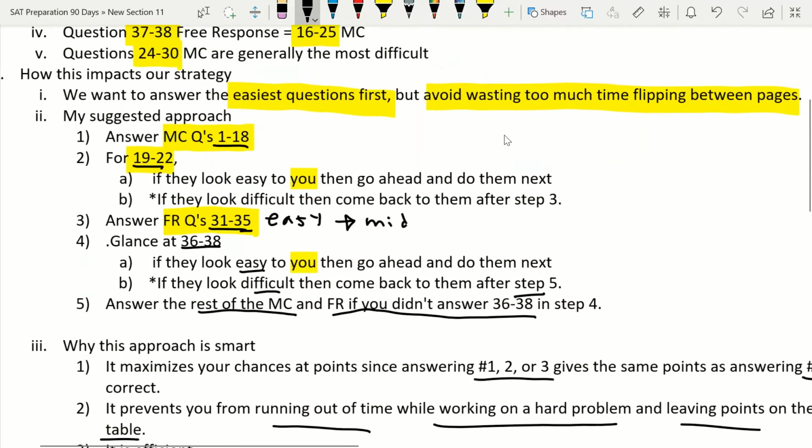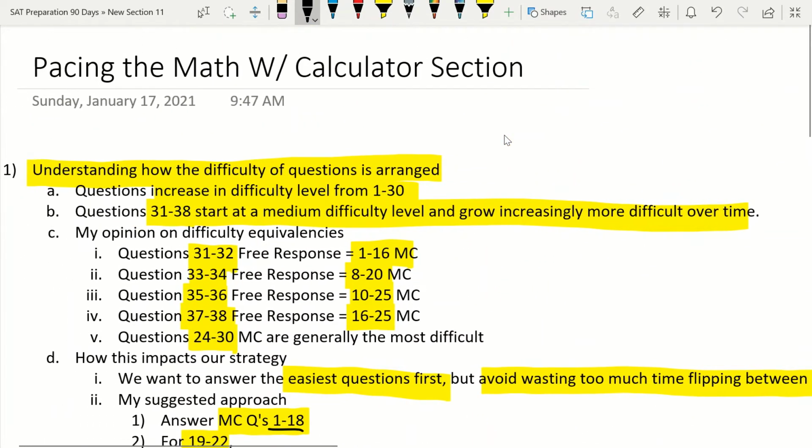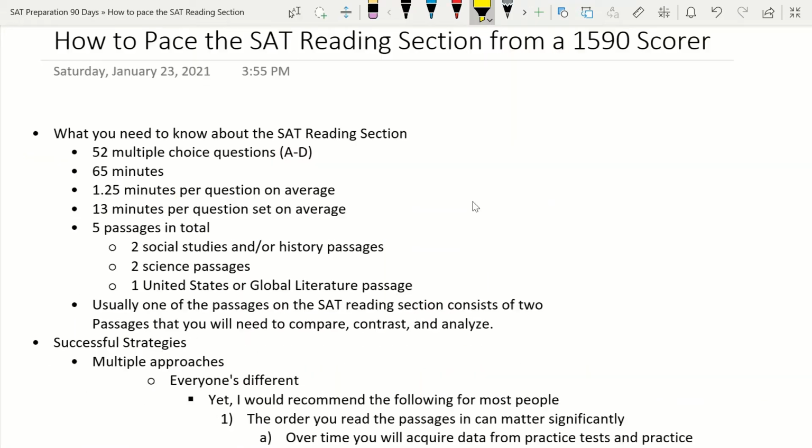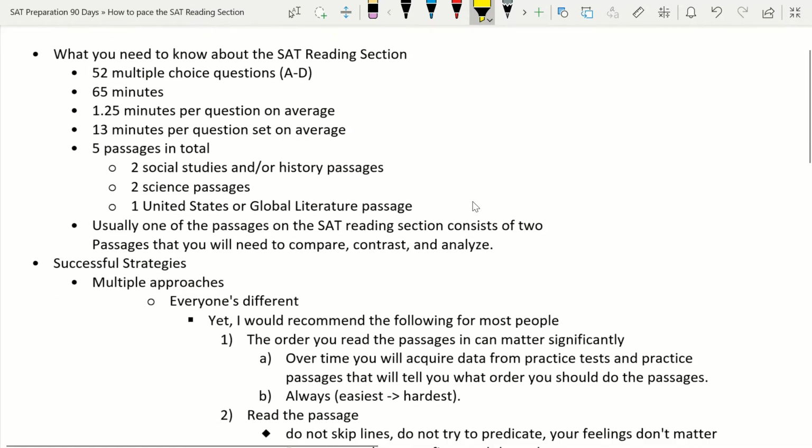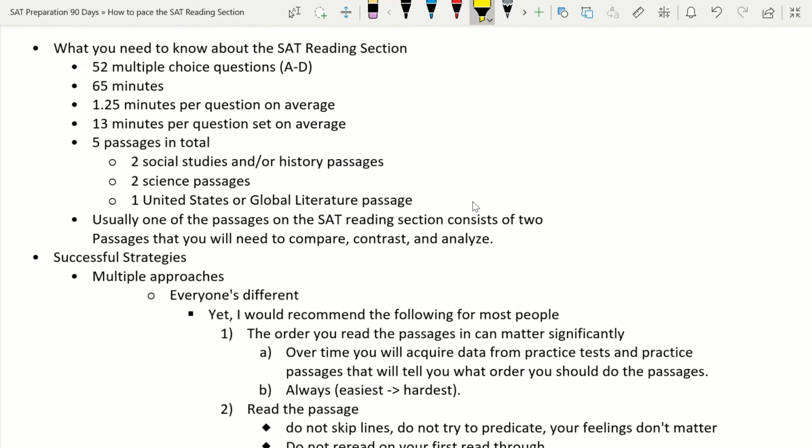All right, so with that, let's go ahead and move into pacing for the SAT. We'll do the reading section next, so the SAT reading section. So pacing the SAT reading section, what do we need to know about the SAT reading section in order to pace it correctly? So a couple brief things just as far as an overview.